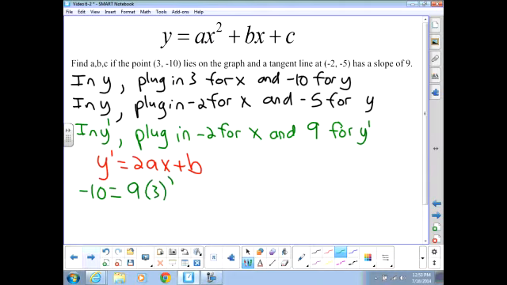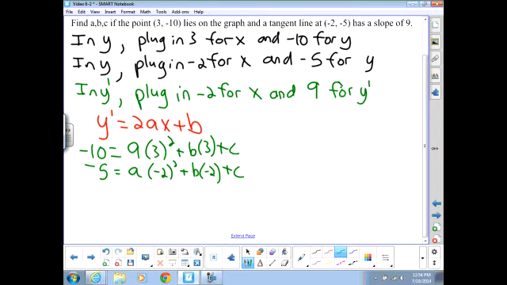We'll have a times 3 squared plus b times 3 plus c. We'll plug in -5 for y, and we'll have a times -2 squared plus b times -2 plus c. And then the third one, we'll plug in -2 for x and 9 for y prime in our y prime equation. So we'll have 9 equals 2a times -2 plus b.